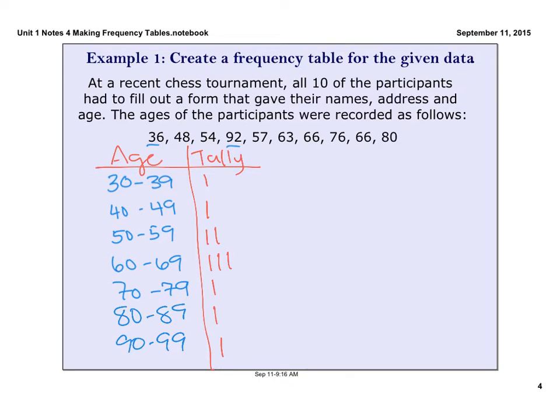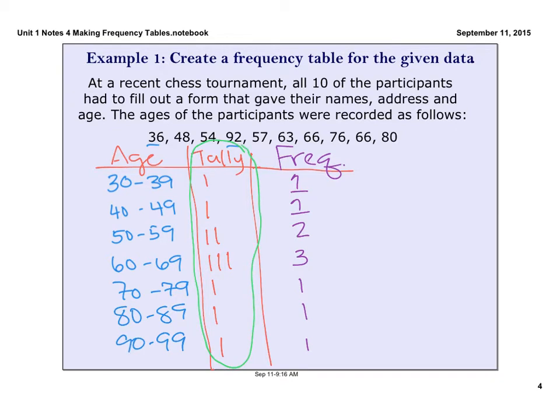So there's my tally column, and then if I actually mark the frequency, my frequency is just a count of each of those tally columns. So my frequency here is 1, 1, 2, 3, 1, 1, and 1. All right, so again, this tally column in the middle, not everybody makes that. You don't have to make that necessarily.